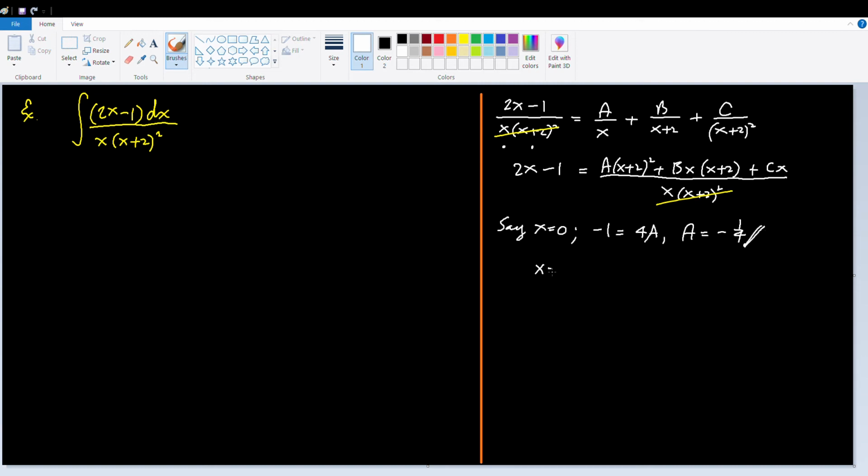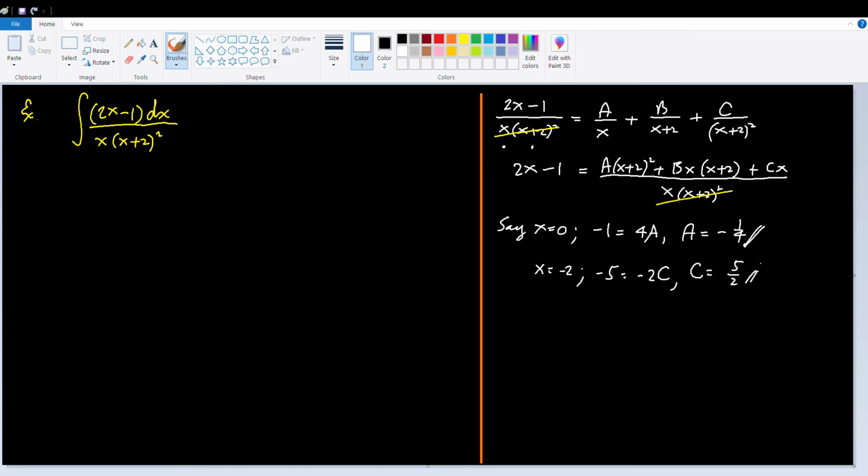Let us say that x is negative 2 to make the factor x plus 2 zero. So we substitute negative 2 to x. 2 times negative 2 is negative 4. And minus 1, that will be negative 5. So terms with x plus 2 will become 0. So c times negative 2 is negative 2c. That gives us the value of c equal to positive 5 halves.